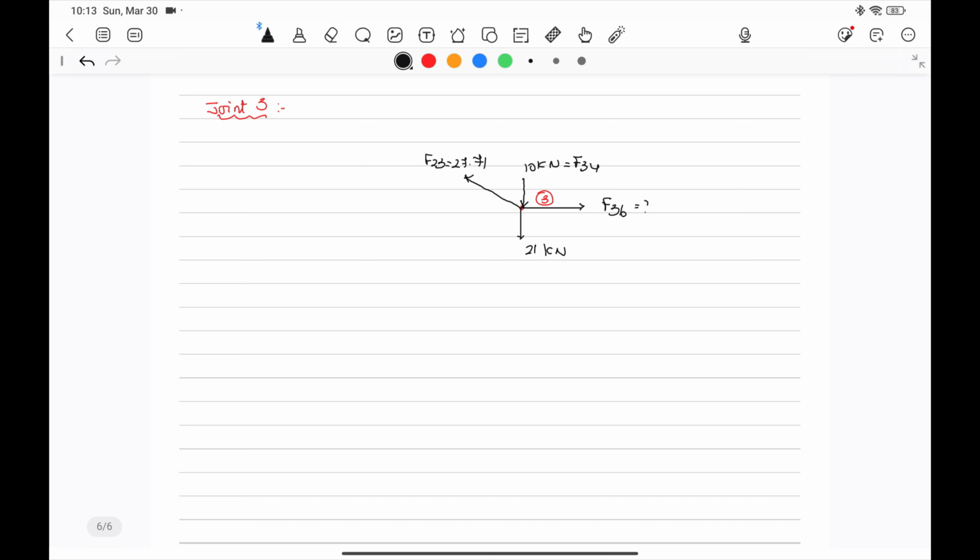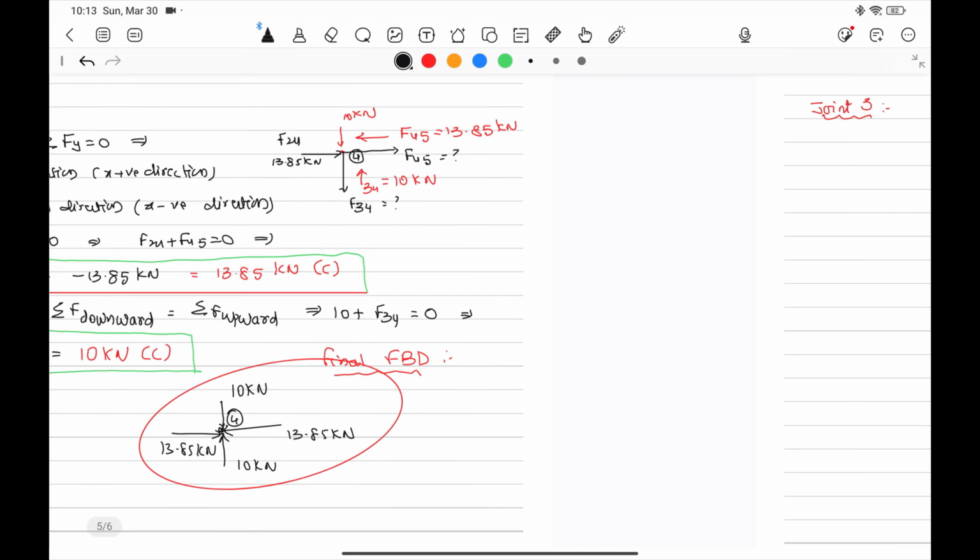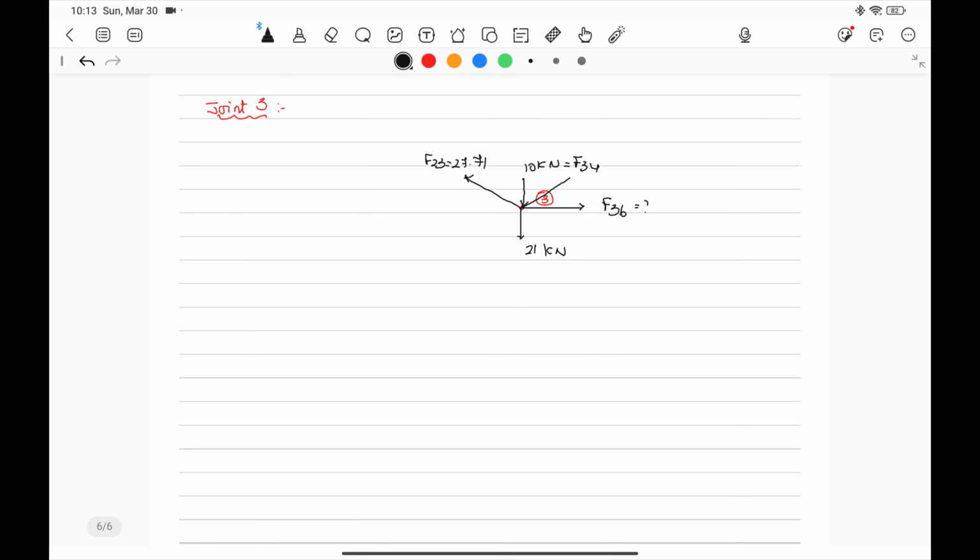Now another force is also there, F35. Did we find out F35 any time? No, I didn't think so. F35 is unknown. Let it be away from the joint. And for the inclined forces, let us put angles. This angle is 60 degrees.